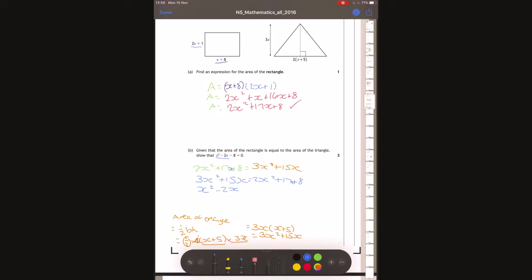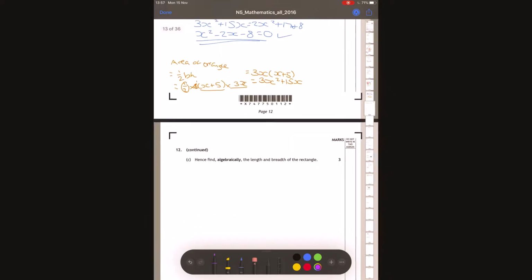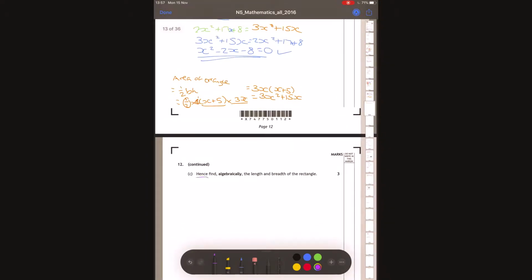And then we have plus 8, take it over as negative 8 is equal to 0. So, underline, that's how you do that part. Part B, done. So, final stage, guys, part C. Hence, which means that we probably need to use this answer that we just got for part B, to find the length and breadth of the rectangle.